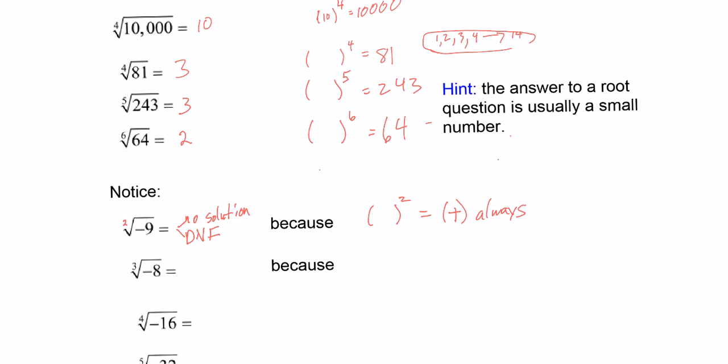Now, let's take a look at this next one. We take the cubed root of -8. So we're looking for something cubed equals -8. That something just happens to be -2. So our answer is -2.